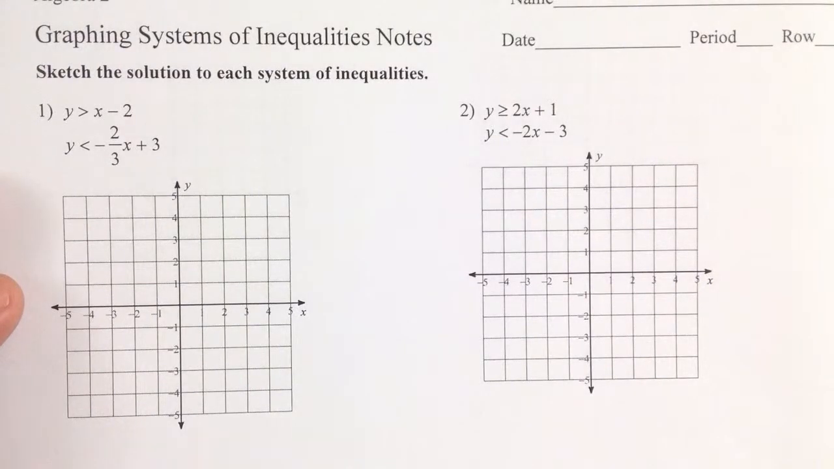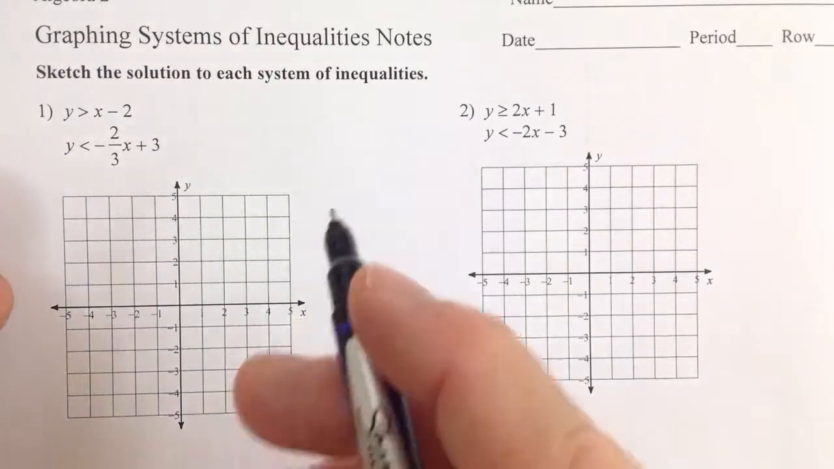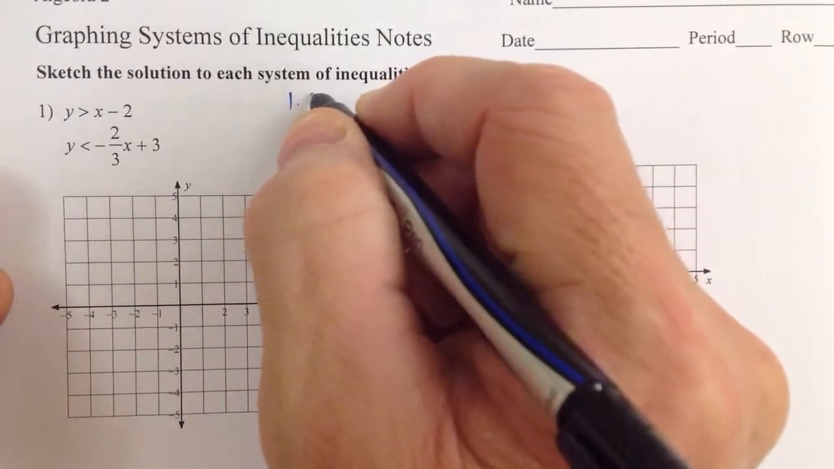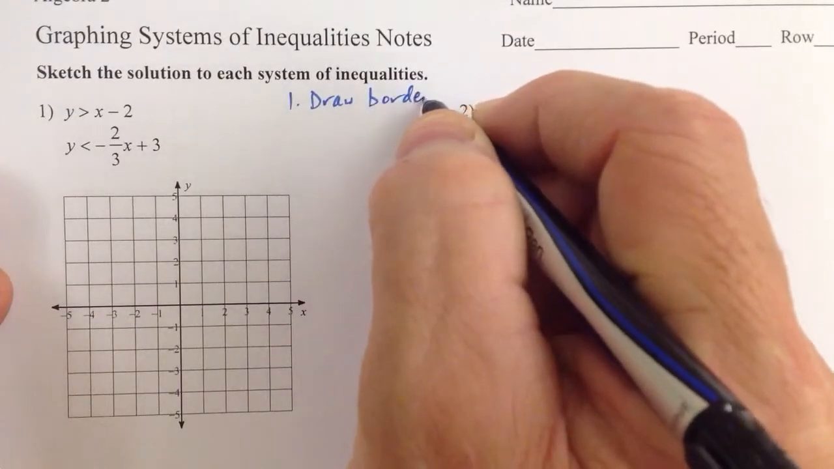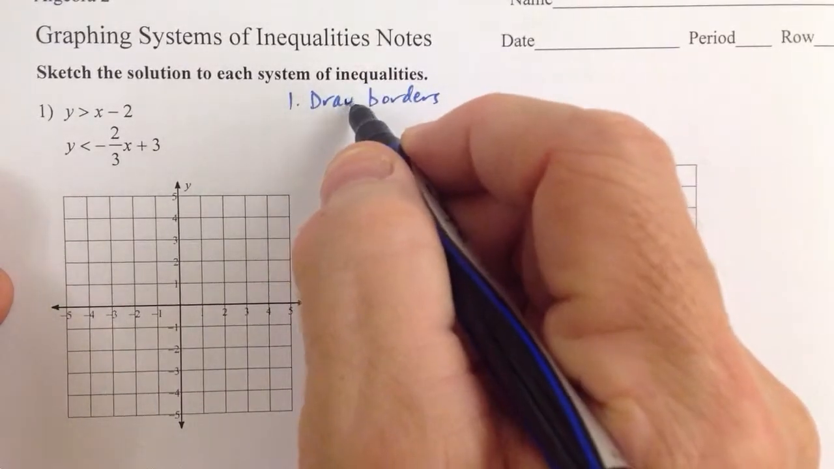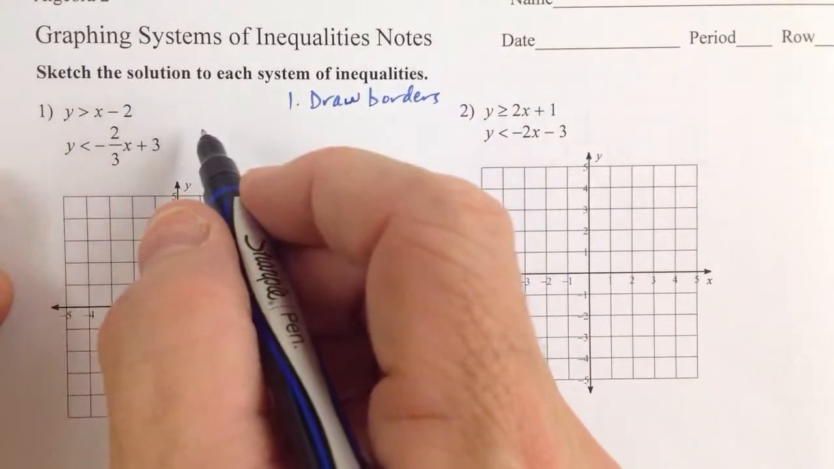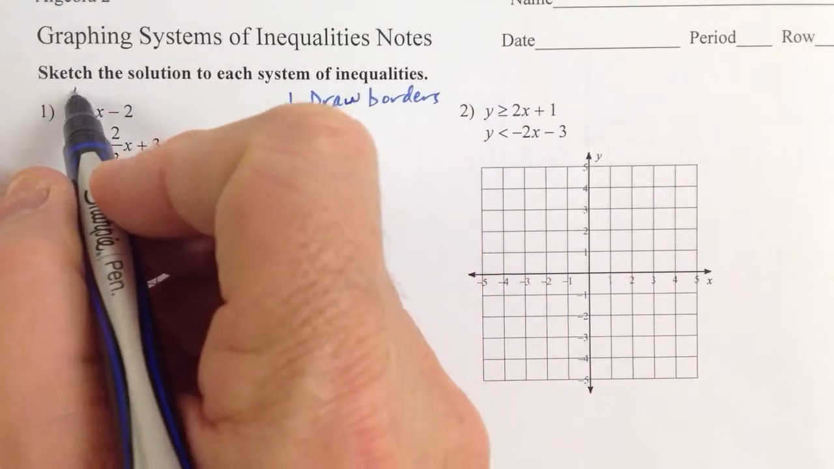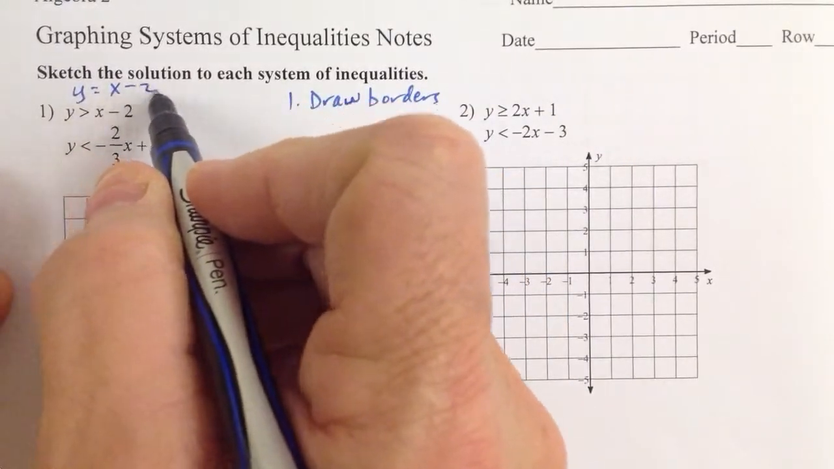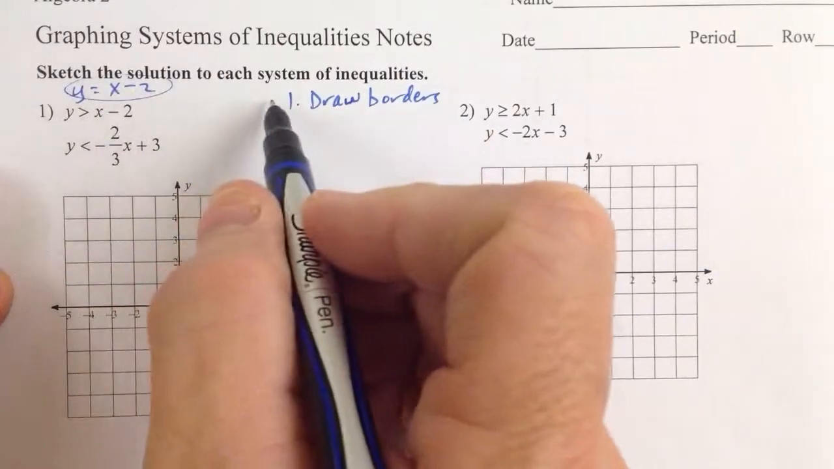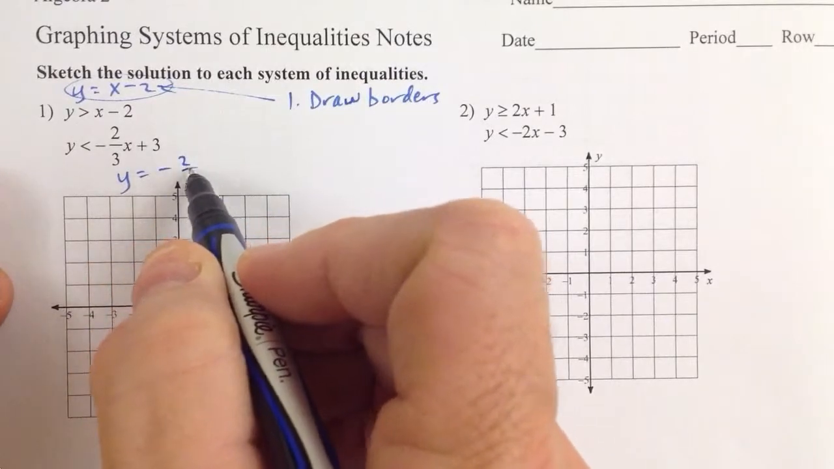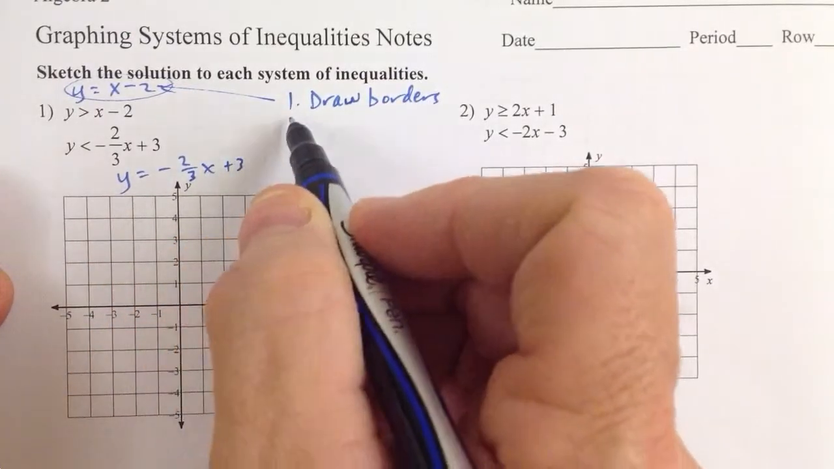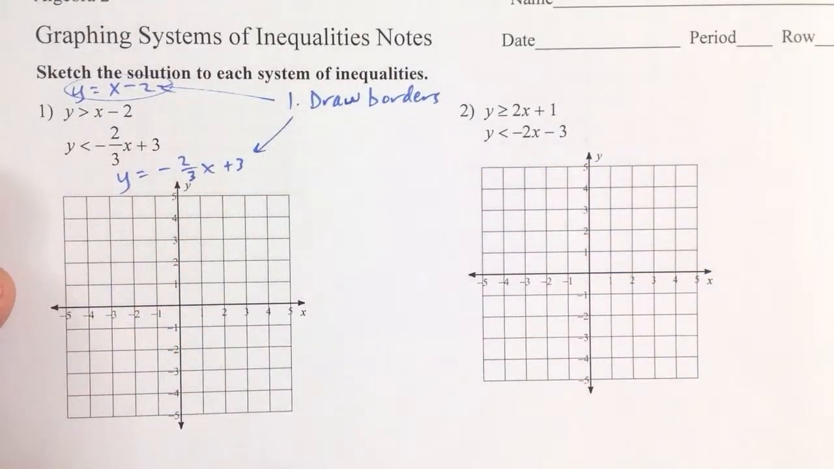In graphing systems of inequalities, linear inequalities to be exact, the first thing we want to do is draw the borders. Now, what do I mean by the borders? What I mean is we want to draw the line as if we're just figuring out, all right, well, we want to draw y equals x minus 2. So draw that first. That's a border. And then the other border would be y equals negative 2/3 x plus 3. So these are the borders that we want to draw. And let's do that first.